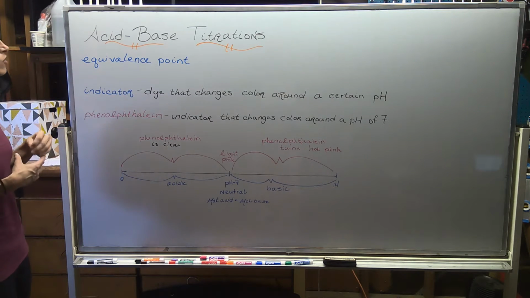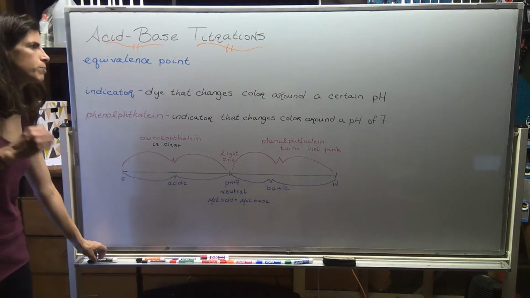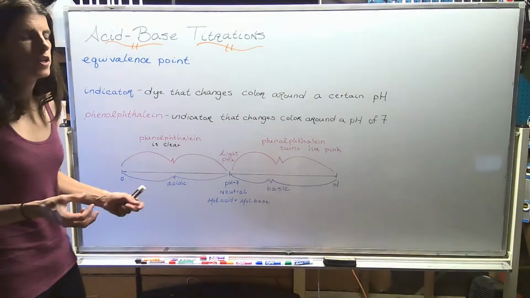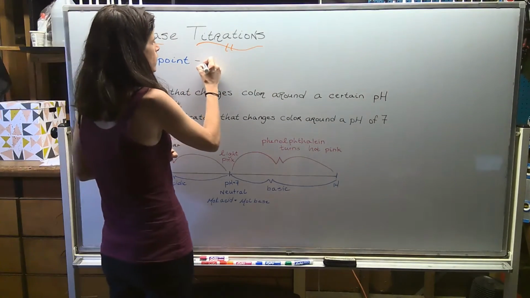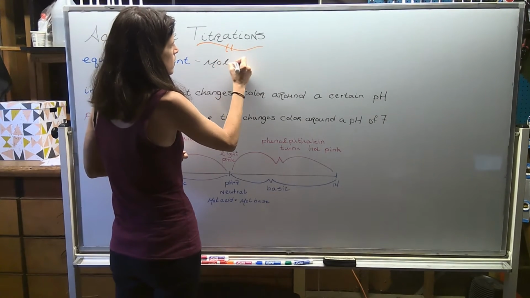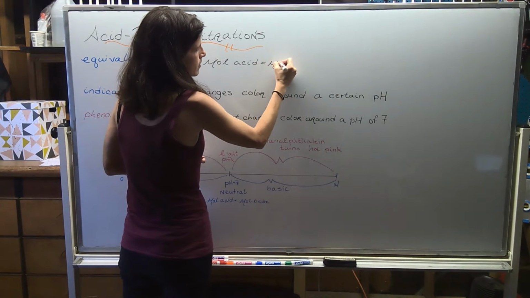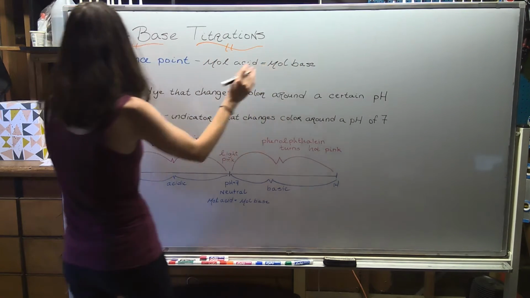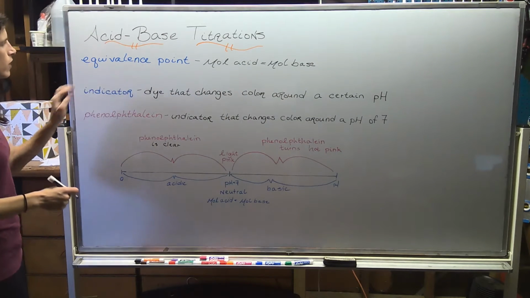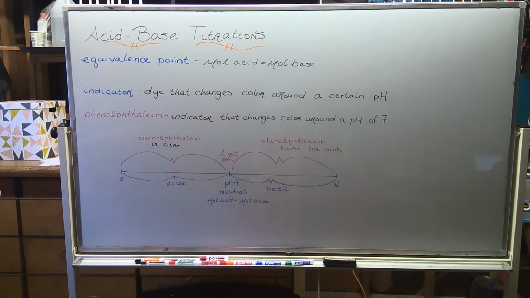First off, you're going to see the term equivalence point quite a bit. And the equivalence point is simply when you're mixing an acid and a base and the moles of acid equal the moles of base. So equal, and then you have the beginning of equal in there, right? Equivalent. So that's what an equivalence point is.